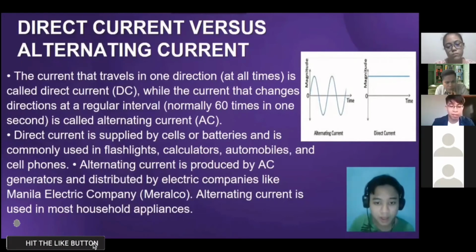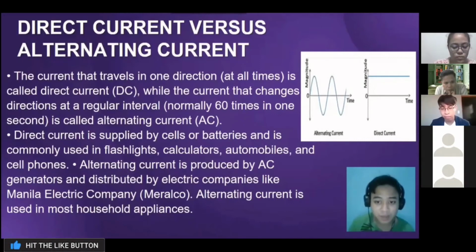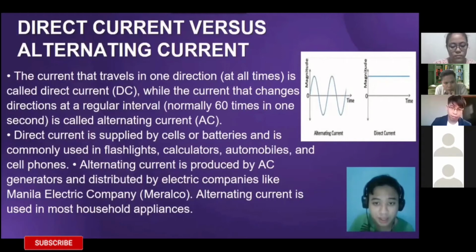When it comes to the flow of electrons, the electrons of the alternating current keep switching directions. It can reverse its direction while flowing in a circuit, while the electrons of the direct current move steadily in one direction in a circuit.